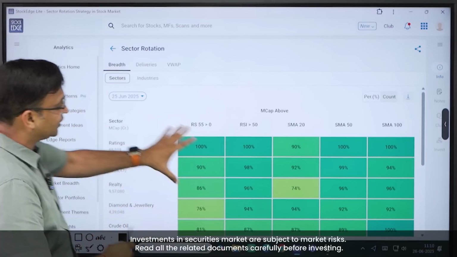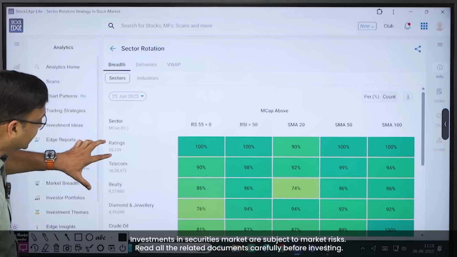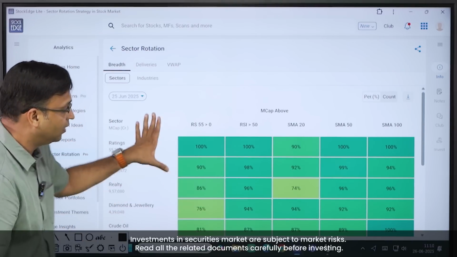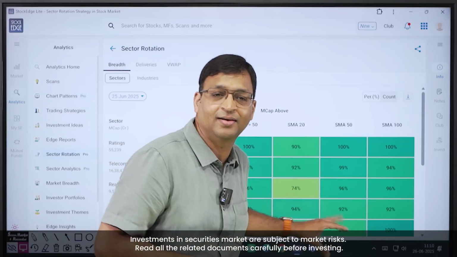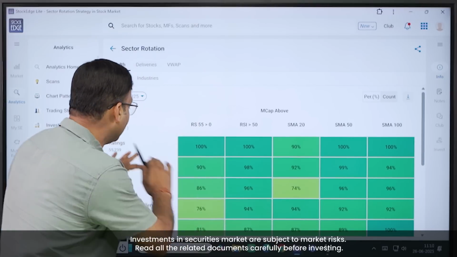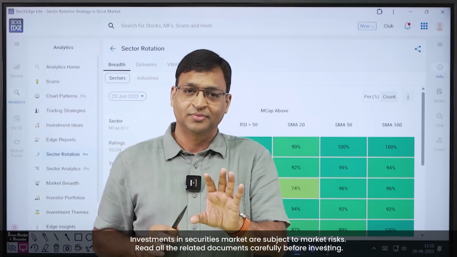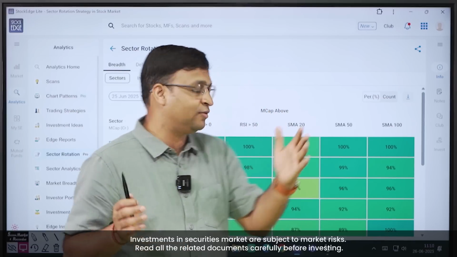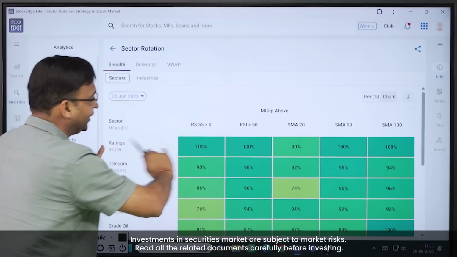Okay, so this is sector rotation. These are green color boxes. The top sector here is rating, telecom, realty, diamond. A common sense understanding of this color says that probably this sector has the most interest right now, right? That's the beauty of color. It helps us make the judgment very, very fast. So let's take an example of this rating only.